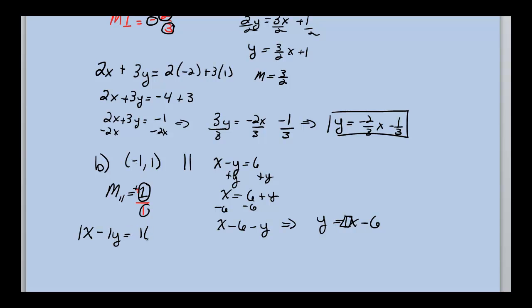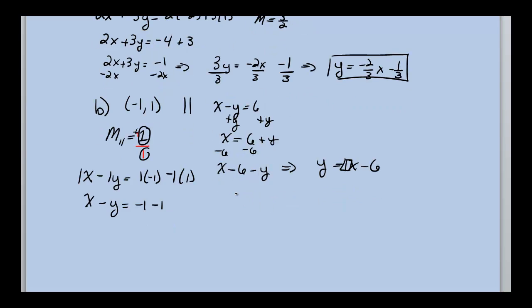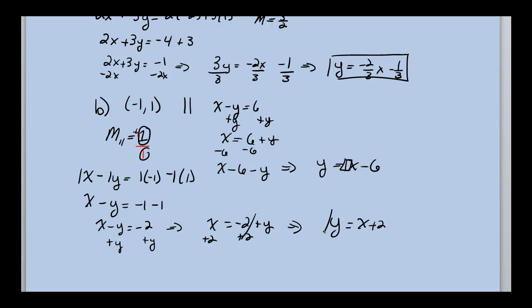So I have 1 times x, which is negative 1, minus 1 times y, which is positive 1. So we get x minus y is equal to 1 times negative 1, which is negative 1. Negative 1 times 1 is another negative 1. So in this circumstance, we're going to get x minus y equals negative 2. Solving for y, we're going to add y on both sides. So we get x equals negative 2 plus y. Adding 2 on both sides, we get y is equal to x plus 2. So that will be the answer to part B.